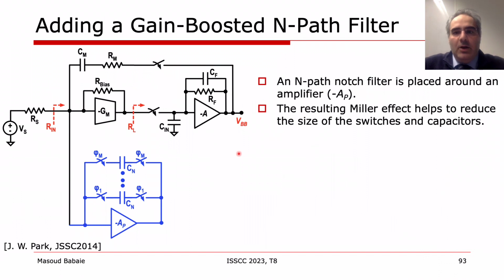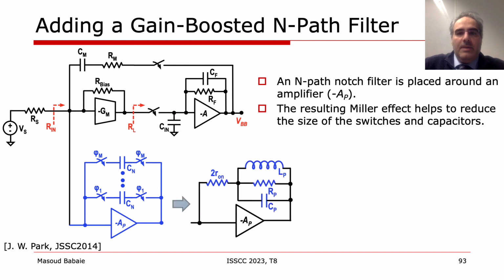To reduce the LO leakage, we can employ a gain-boosted N-pass filter consisting of an amplifier with a gain of -AP and an N-pass notch filter in its feedback. As discussed earlier, we can replace the notch filter with its equivalent lumped model, containing a parallel LC resonator operating at FLO and 2R-on modeling the switches' on-resistance.